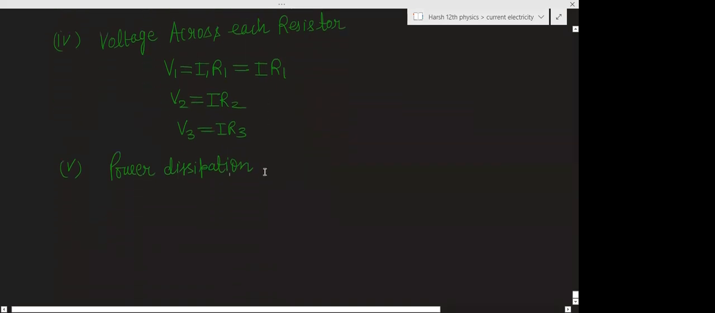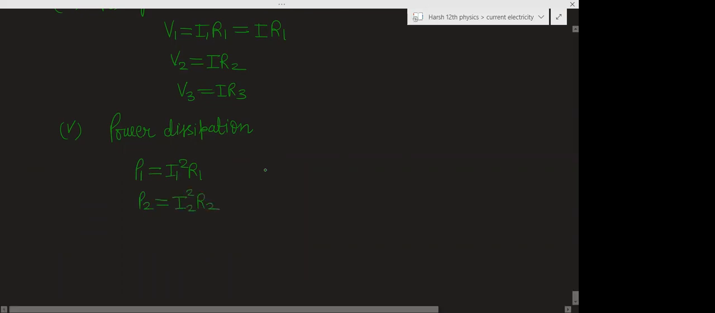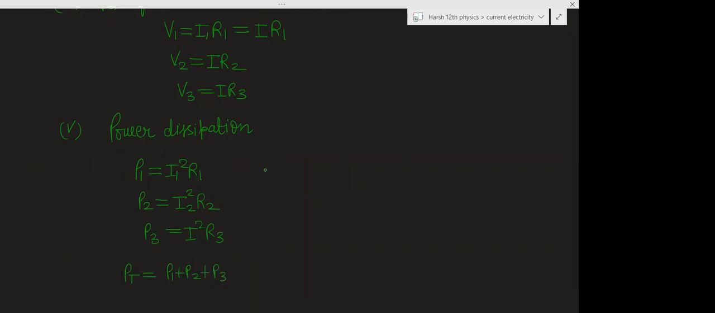Power dissipation you can calculate now. If you want to calculate the power dissipation across resistor 1, you will write I1 squared into R1. P2 is I2 squared into R2, P3 is I3 squared into R3. If you want to calculate the total power, you can add all the powers: P1 plus P2 plus P3.